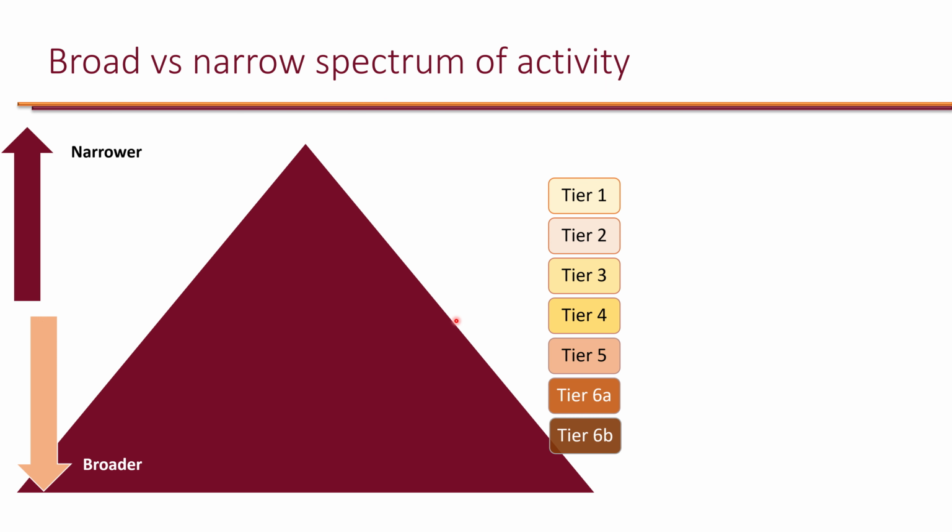Here's a pyramid to help us compare broad and narrow spectrum of activity of antibiotics. The higher you are on the pyramid, the narrower the spectrum of activity, and the lower you are on the pyramid, the broader the spectrum of activity. Now, I have created a tiering system. So, tier 1, 2, 3, 4, 5, 6 doesn't really exist. I just created this to help us understand and compare different antibiotics when it comes to broad versus narrow.